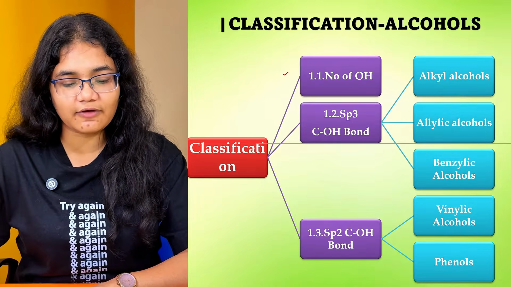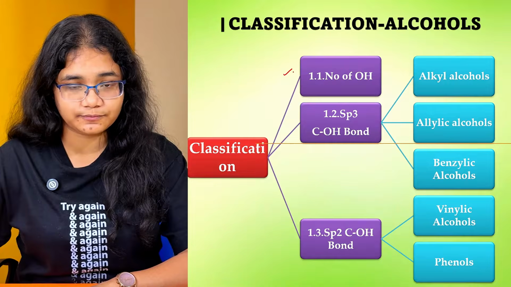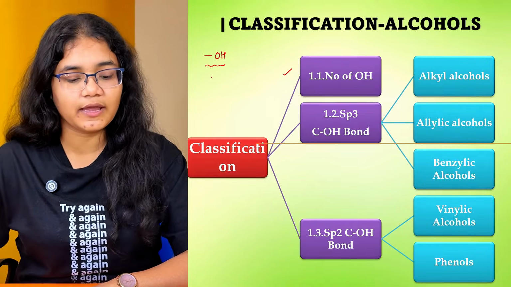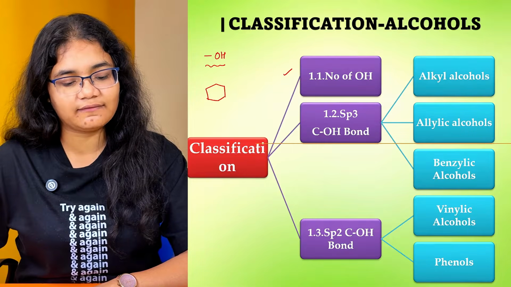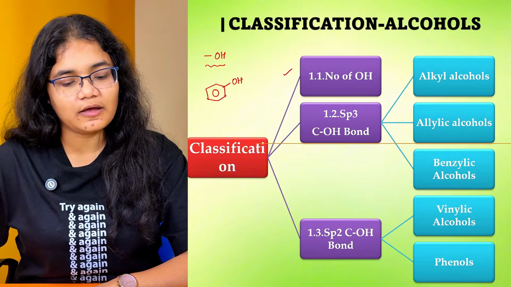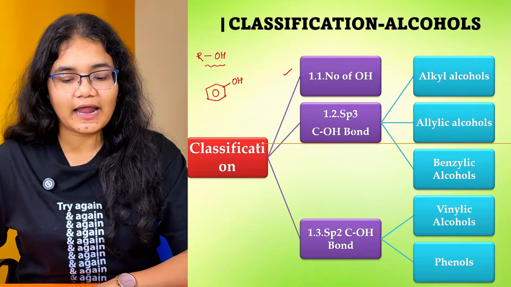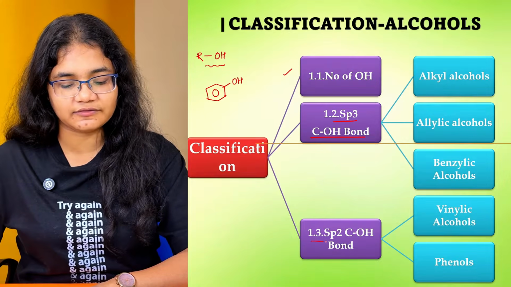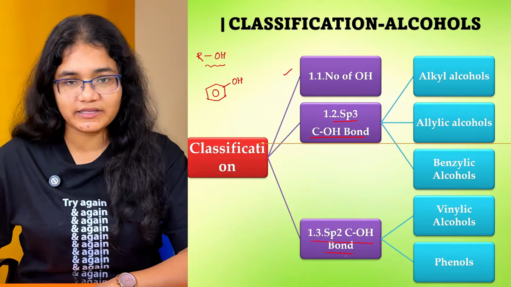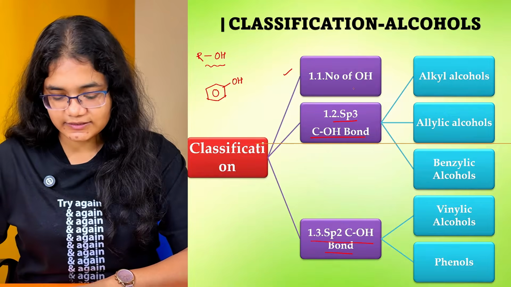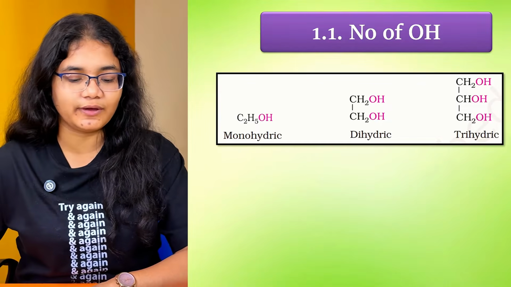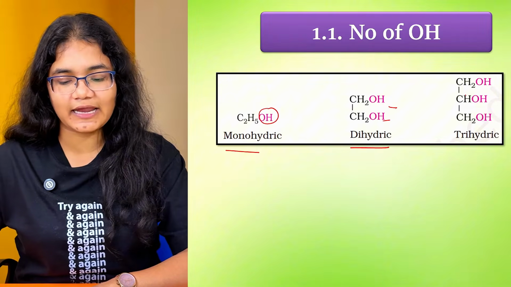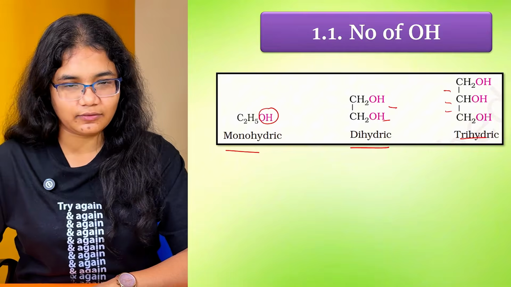The first criterion of classification is the number of OH groups. Alcohols are those compounds which have this OH functional group, and phenols are those where we have an OH group attached to an aromatic ring, right? The second classification is for the sp3 C-OH bond, and the third classification is for sp2 C-OH bonds. Let us go one by one. For the number of OH groups, if you have only one OH group, we call it monohydric. 2 OH we call dihydric. 3 OH we call trihydric. Okay, this is very simple.